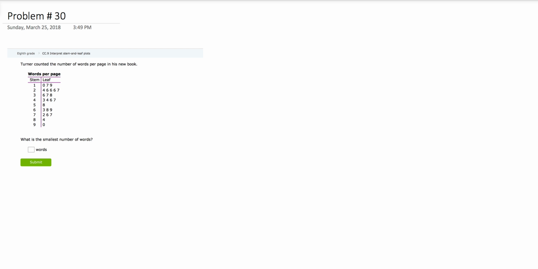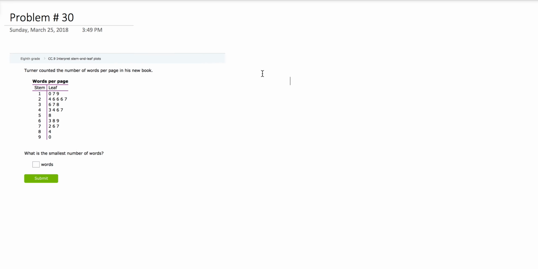Okay, this problem here says Turner counted the number of words per page in his new book. So, what do you think is the least amount of pages or words, I guess? Okay, so I'm trying to make this bigger for you to see. There.